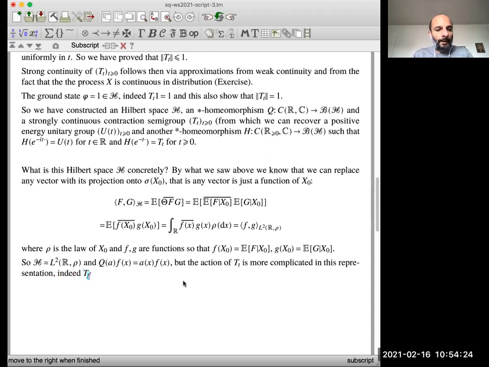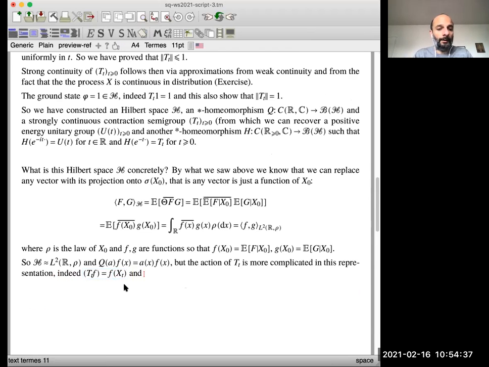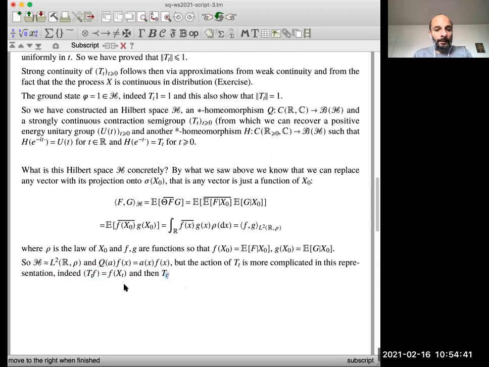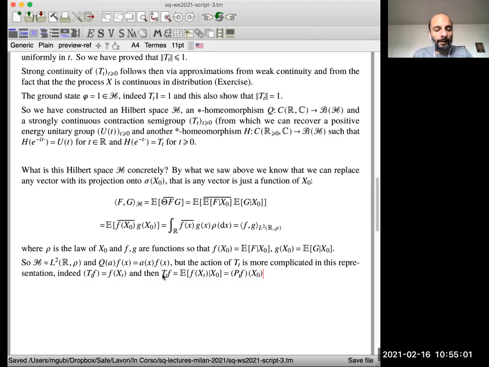You can take this random variable, which will be f of X_t, and now you have to project back. T_t of f is equivalent to the conditional expectation. I told you that you can replace everything with the conditional expectation. So this is like P_t of f, as I defined before. So you see that what was the translation operator in the path space becomes the transition kernel in this representation.